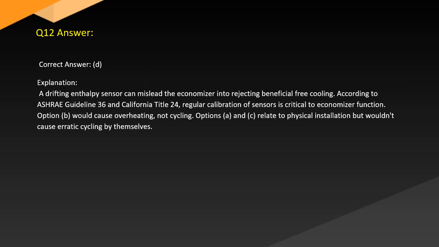Answer. Correct answer, D. Explanation. A drifting enthalpy sensor can mislead the economizer into rejecting beneficial free cooling. According to ASHRAE Guideline 36 and California Title 24, regular calibration of sensors is critical to economizer function. Option B would cause overheating, not cycling. Options A and C relate to physical installation but wouldn't cause erratic cycling by themselves.